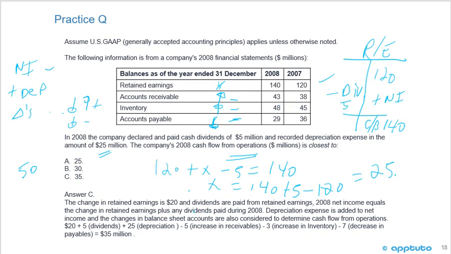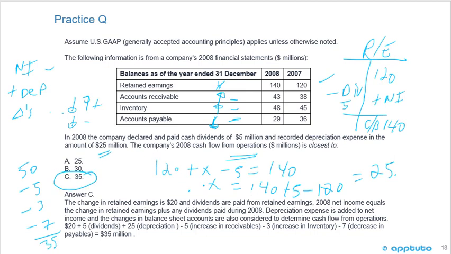That's a difference of 5 in the accounts receivable, so it's minus 5. 45 to 48, that's a difference of 3. So it's 50 minus 5 minus 3. And then finally, 36 to 29 is a decrease of 7. So 50 minus 5 minus 3 minus 7 gives us 35. The correct answer is C.